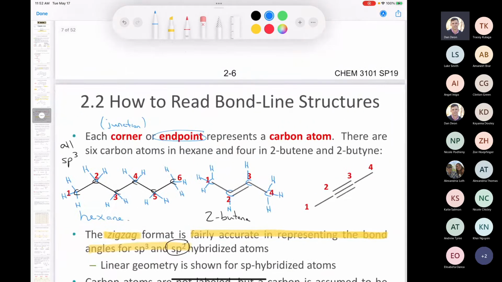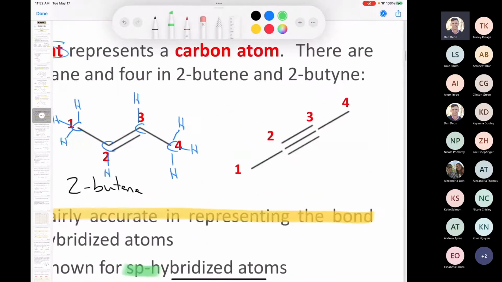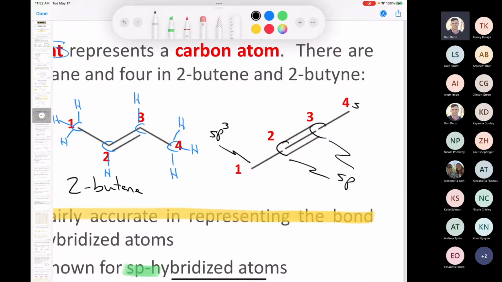But again, if I just let my pencil touch the paper up here, and I start like this, 1, 2, 3, 4, and then put a double bond like that, that's much faster than drawing out the entire Lewis structure. When I have an sp hybridized carbon, sp hybridized carbons have linear geometry. And so I draw a linear geometry for an sp hybridized carbon. This carbon and this carbon, these are both sp hybridized. This one and this one are sp3.